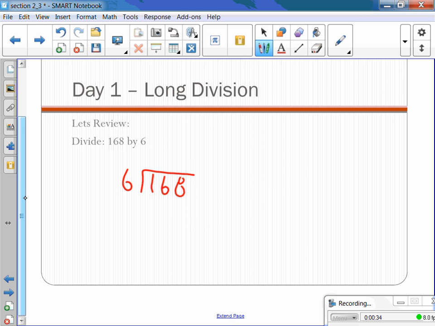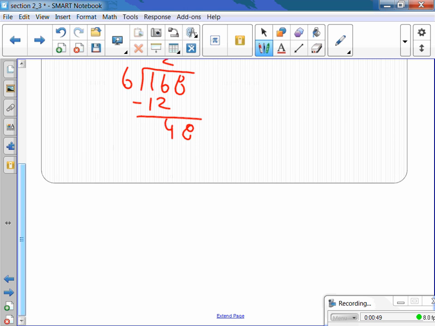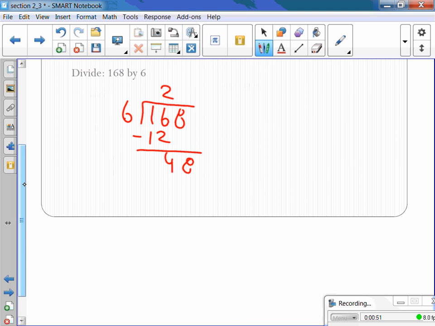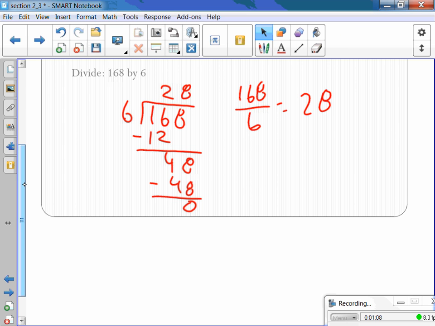So 6 goes into 16 twice. That 2 times 6 was 12. And then what did we do? Subtracted 12 from 16, giving us 4, dropping down the 8. So 6 goes into 48, or 6 times 8 gives me that 48. Subtract, I wind up with a remainder of 0. So in other words, 168 divided by 6 gives us the answer 28.